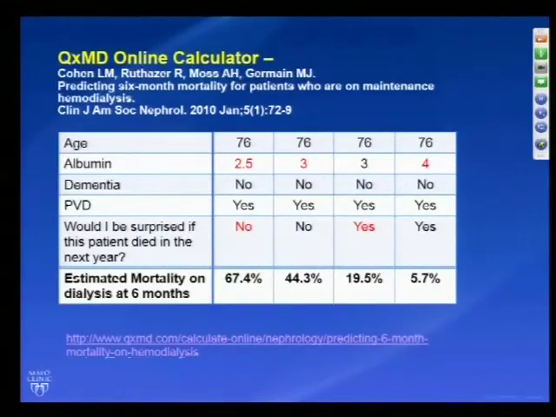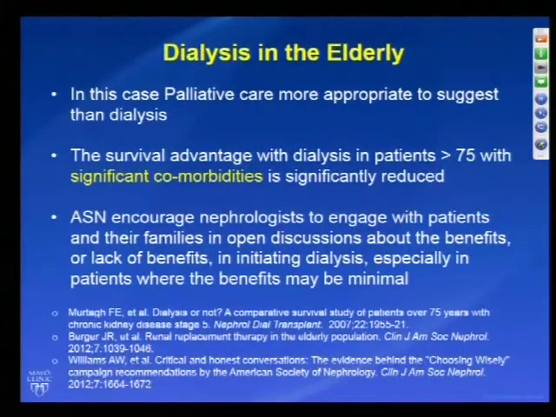I think with our population getting older and more patients potentially needing dialysis, many people feel that you want to offer quality of life rather than quantity of life. You want to improve their life and not prolong dying. That's another way to put it. So in this case, palliative care may be more appropriate to suggest than dialysis, based on his high mortality rate.